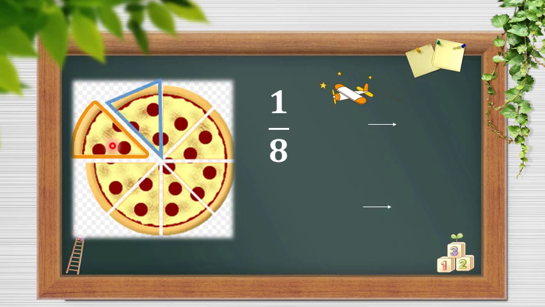So what will be the fraction for this part? Excellent, again 1 of 8. So when we are writing fractions for each part, we are writing unit fractions because the numerator is 1. So when you have a problem and you have to write the fraction for each part, which fraction are you going to write? Excellent. A unit fraction. Very good.